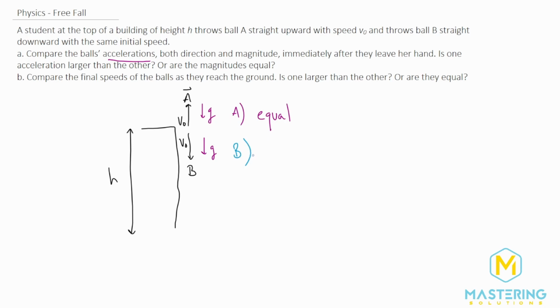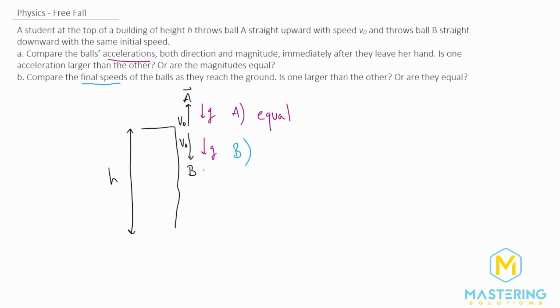Now for B, they want us to compare the final speeds. So now we're talking about velocity as they reach the ground, and they want to know, is one larger than the other, or are they equal? Now, with this question, we're going to ignore air resistance, because that could actually change our answer a little bit.